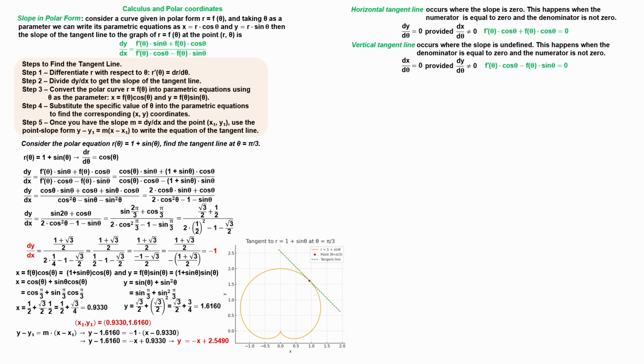To make things more concrete, let's study one of the most famous polar curves, the cardioid, given by the equation. I'm using this example because some calculations have already been done, so we'll save time.